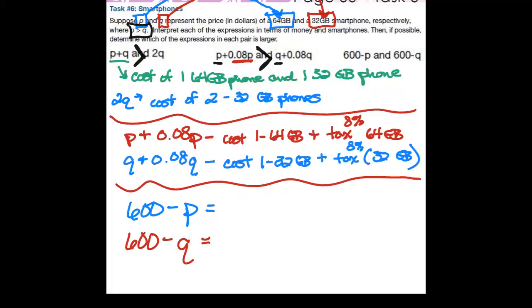Okay, yes. And when I say 600 minus, what is the result? You're on the right track. One of them's going to cost less, yes. But when I say 600 minus p, what is that giving me? So talk to me about the 600. What do you think the 600 might be?